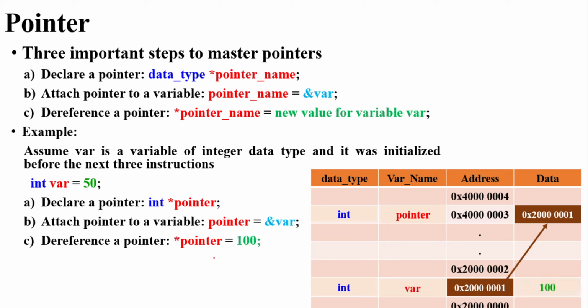Now to dereference, we use *pointer equal to 100. You can recall before it was 50. With this command we can change the variable value to 100. This is called dereferencing, and now whenever we want to change any value within the variable var, we can use star pointer or asterisk pointer. So you can either use var equal to 100 or you can use asterisk pointer, that is dereferencing the pointer with any new value. These two are equivalent.